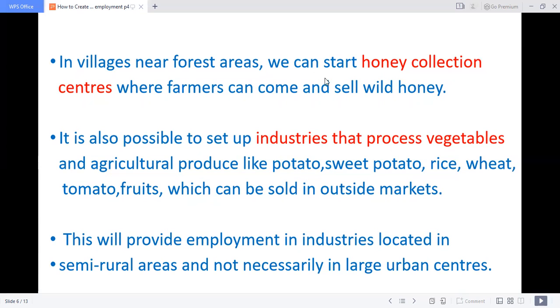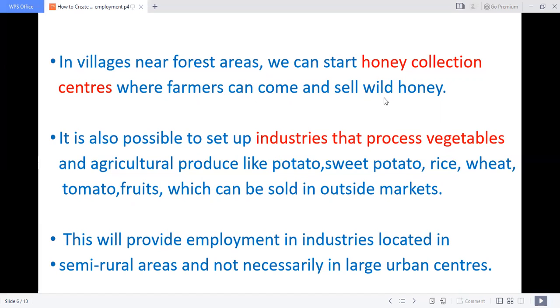So if the government starts honey collection centers near the forest areas, people can come and sell wild honey, which is original honey collected in the forest. Organic honey, we can say.